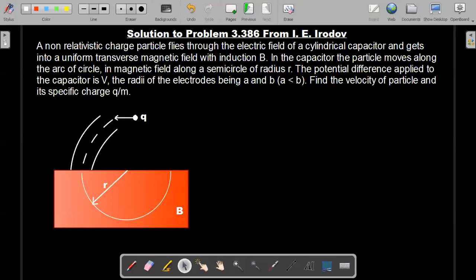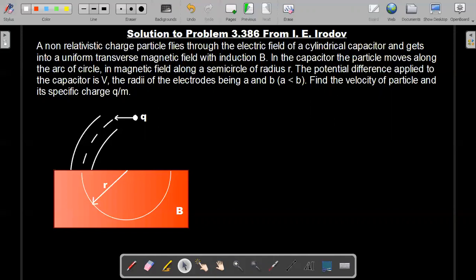That charged particle flies through the electric field of a cylindrical capacitor, right? And then gets into the uniform transverse magnetic field of intensity capital B. It is given in this question that in the capacitor, the particle is moving along the arc, and further when it enters into the magnetic field space, it follows a semicircle of radius small r, as shown in this figure. And if you look at the diagram very carefully, the semicircle which the particle follows in that magnetic field space is actually the continuation of that dotted circle.